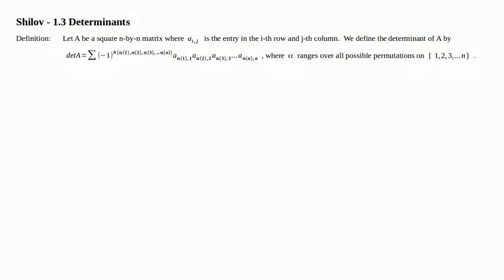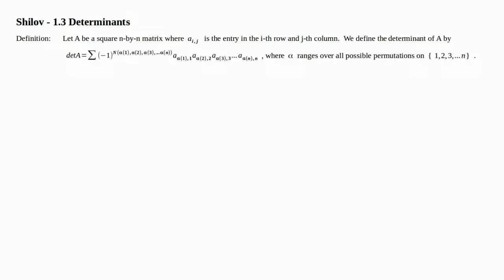Let A be a square n by n matrix where A sub ij is the entry in the ith row and jth column. We define the determinant of A by the following. det A is the determinant of A. That's, by the way, not the notation that Chapter 1.3 is using, but it's pretty standard. And that's equal to that sum, and we'll go over that in a little more detail in just a moment, where alpha ranges over all possible permutations on the set 1 through n.